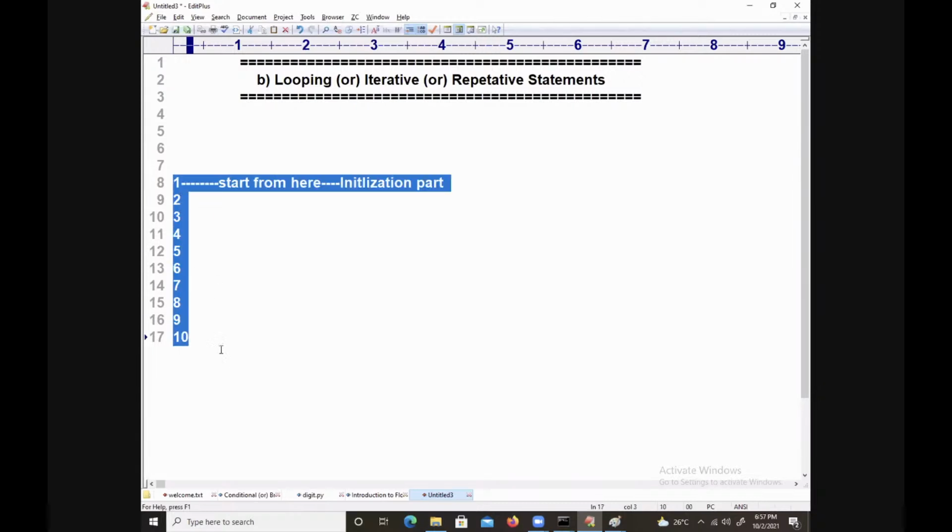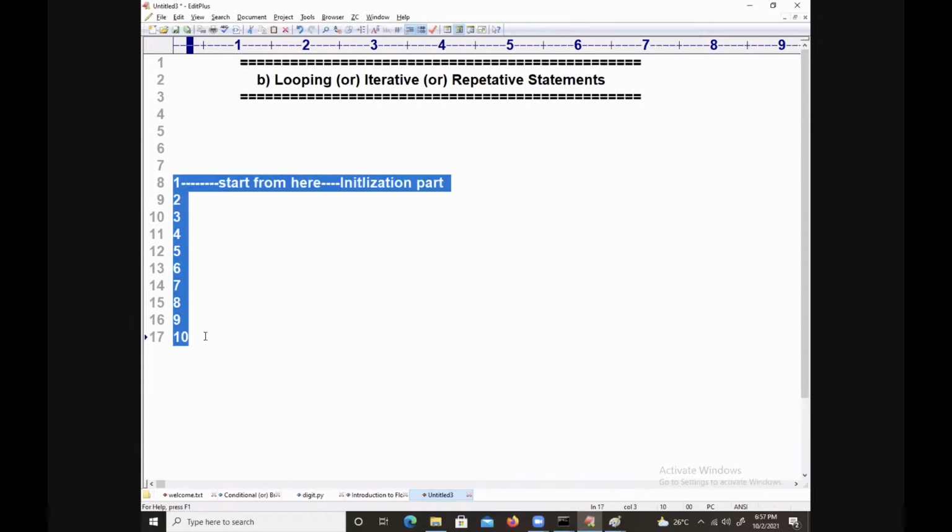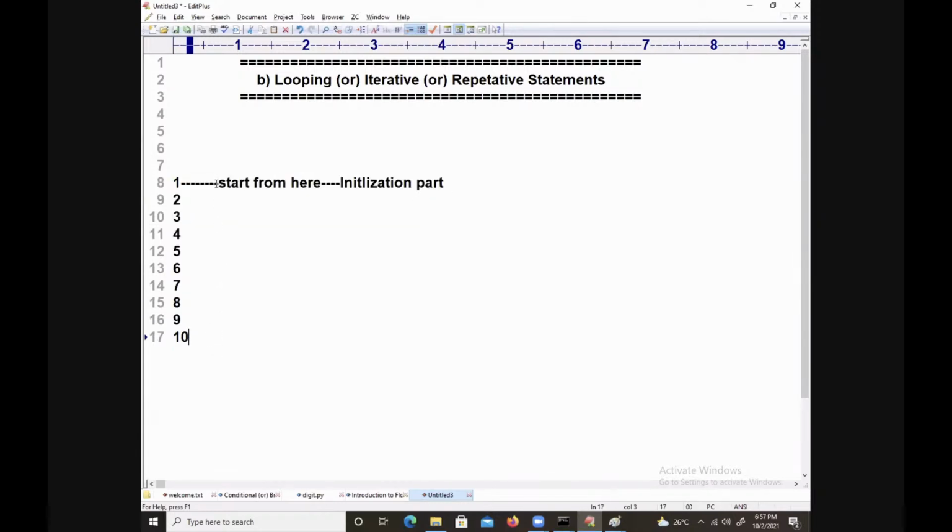Up to where you are executing, up to 10. When you are starting, you decide from where you want to start. Starting from 1, ending with 10. So you prepare the condition immediately: 1 less than or equal to 10. See, the condition is prepared there only. Where you want to start? 1. Where you want to end? 10. So start is less than or equal to ending, and you go on repeating.